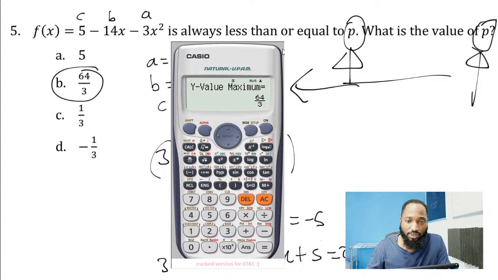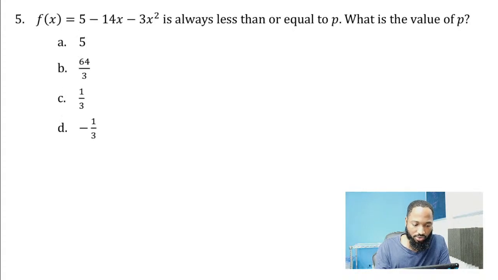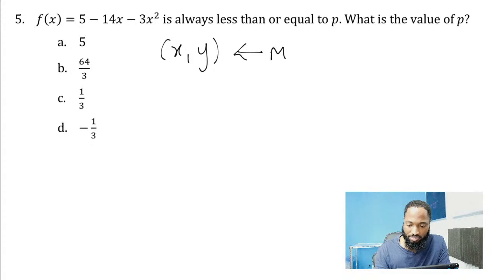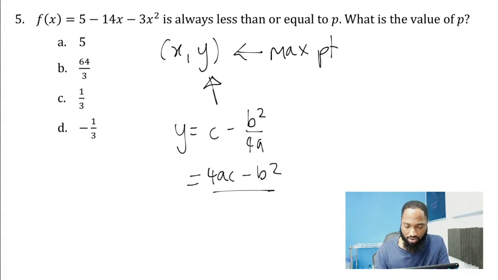Now, if you don't have the calculator, what is the long way to do this? Let's talk about that. The long way to do it is to find the maximum point. We want to find this y value, and the y value of the maximum point is c minus b squared on 4a, or some people learn it as 4ac minus b squared on 4a. Does that ring a bell?